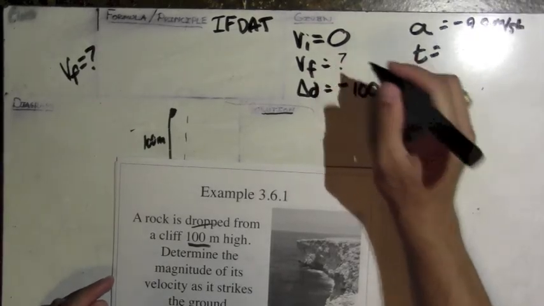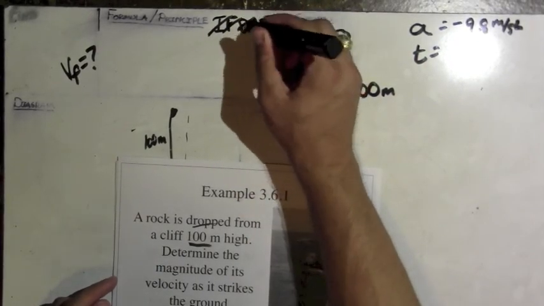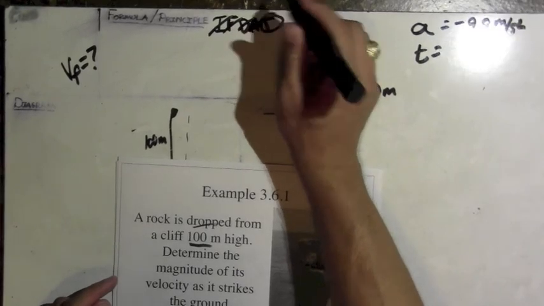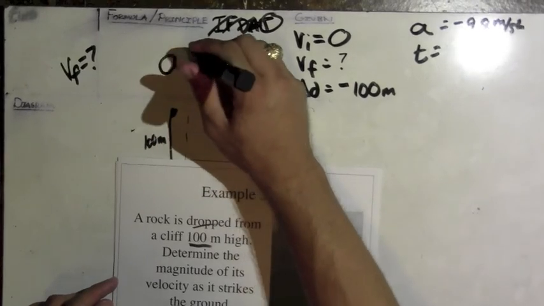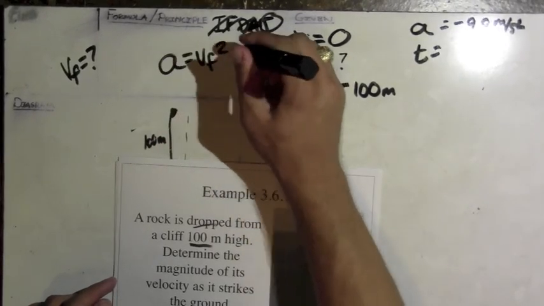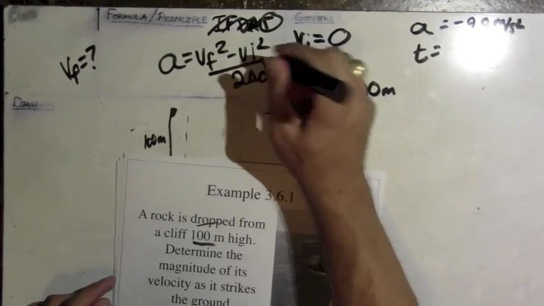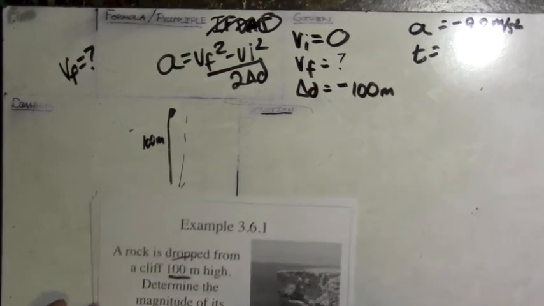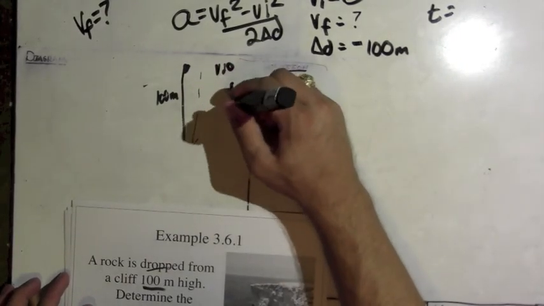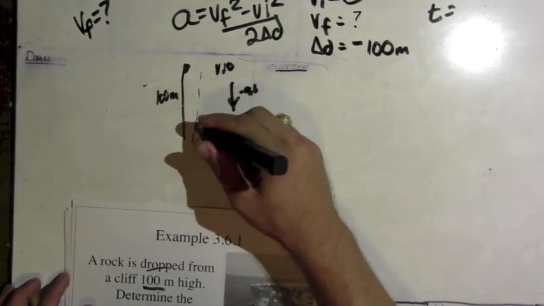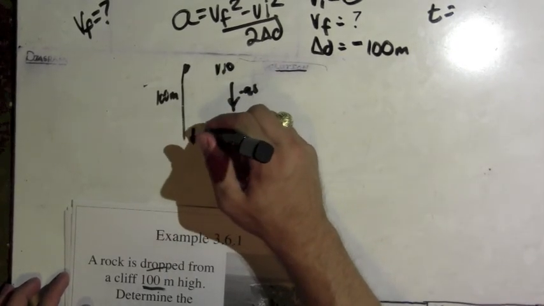I'm trying to solve for the final velocity, so I'd say initial velocity, final velocity, distance, and acceleration are covered. So what I don't have is time. So the equation that I have that doesn't have time in it is a equals Vf squared minus Vi squared over 2d. So now we have our initial velocity was 0, we have the acceleration is negative 9.8, and we're trying to figure out what its velocity is as it strikes the ground.